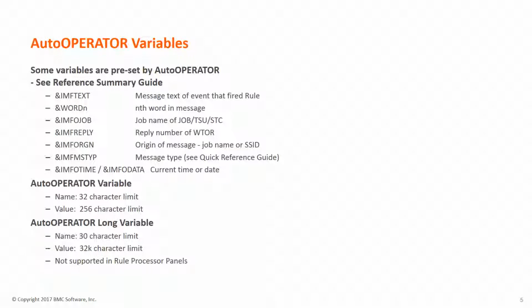Auto Operator variable names are limited to 32 characters, and the values can be up to 256 characters long. It's also possible to define long variables in Auto Operator, although those have special considerations for handling.